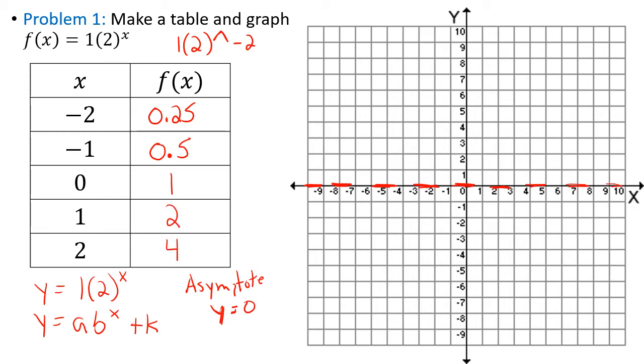Once you have the table filled, then plot the points: -2, 0.25, -1, 0.5, 0, 1, 1, 2, and then 2, 4. Connect your dots, draw your arrows, don't pass your asymptote, and then you can see you have an exponential growth, which you can also tell by looking at your b value.